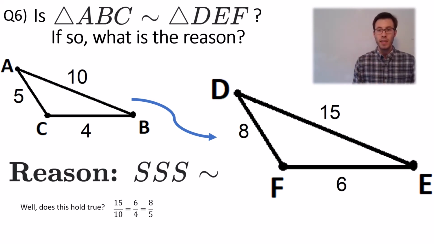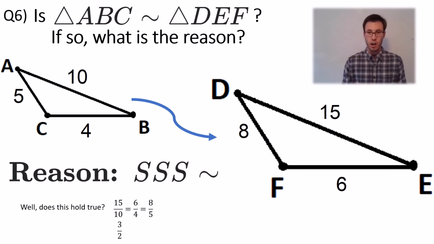Again, I'm going to take every value in the image and divide it by the corresponding value in the pre-image. So I'm going to go 15 divided by 10, 6 divided by 4, and 8 divided by 5, moving around clockwise. Now, 15 divided by 10, we're going to reduce all these fractions to make sure this holds true. I divide 15 by 5 and 10 by the same number, 5. 15 divided by 5 is 3, and 10 divided by 5 is 2. So that fraction, 15 divided by 10, really is equal to 3 over 2.